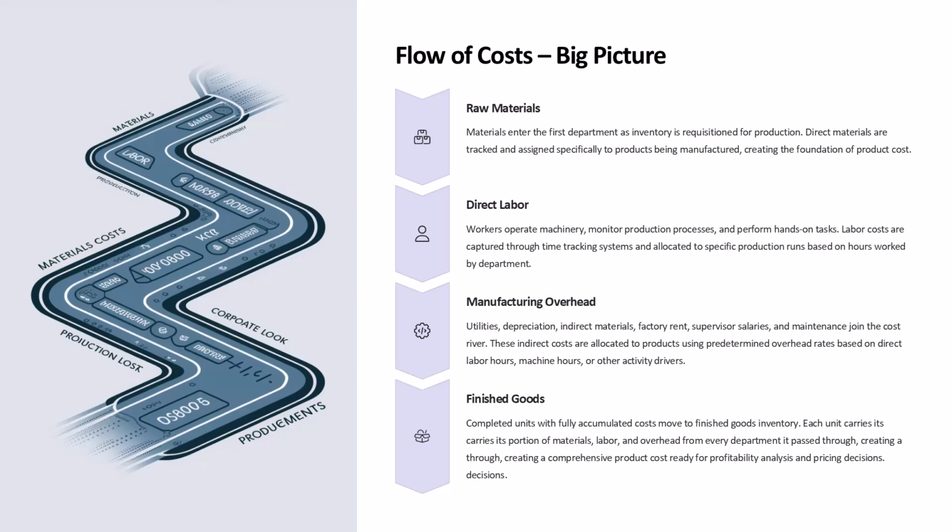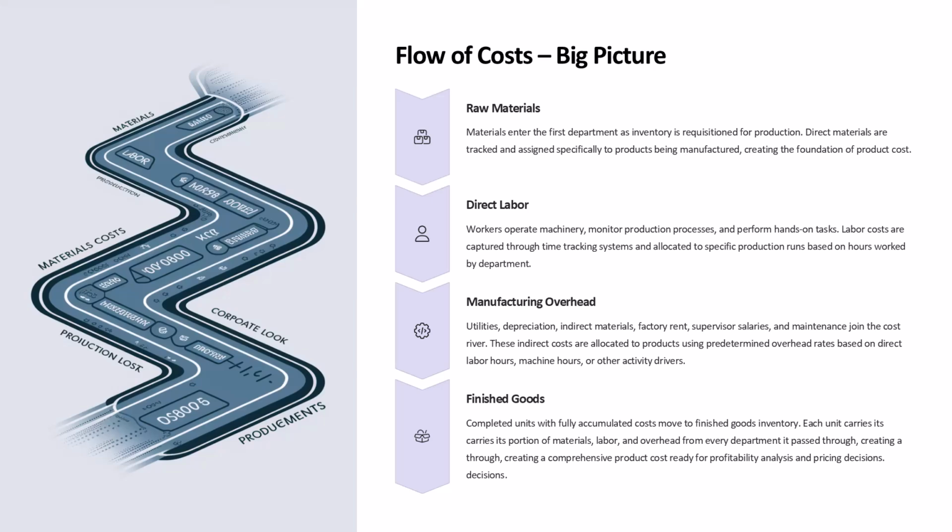Raw materials flow into the first department, like Hershey adding milk, cocoa, and sugar to their chocolate mixing department. Direct labor costs join the stream as workers operate the machinery and monitor production in each department, not tracked by individual employee tasks, but by departmental labor pools. Manufacturing overhead flows in according to predetermined application rates, utilities, depreciation, indirect materials, all joining the cost river.